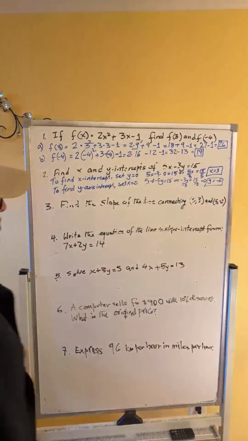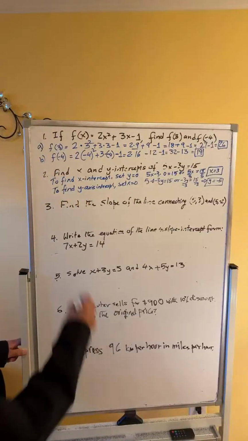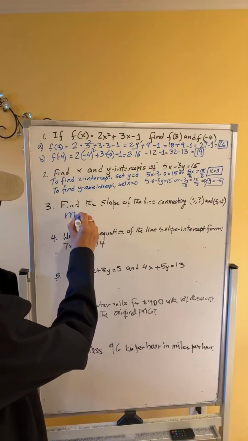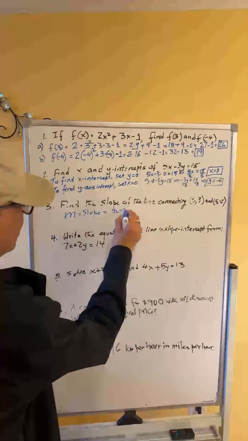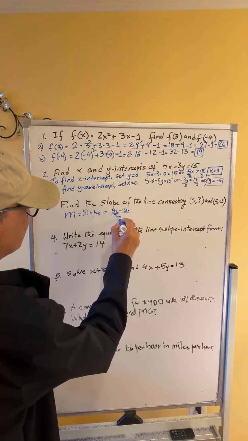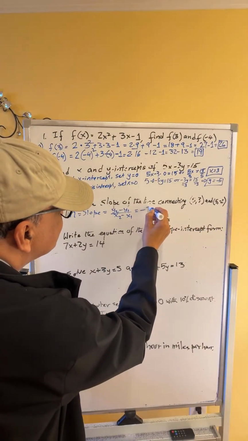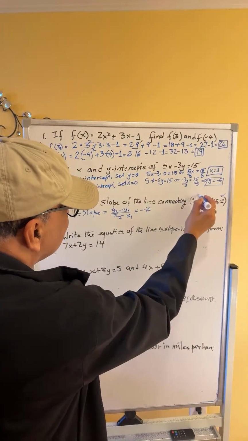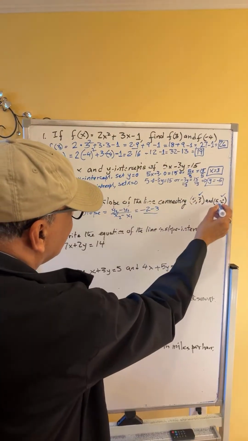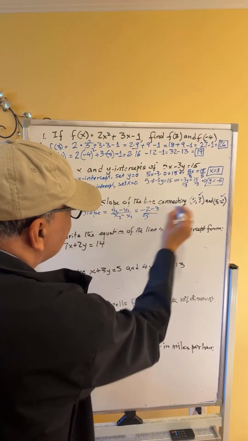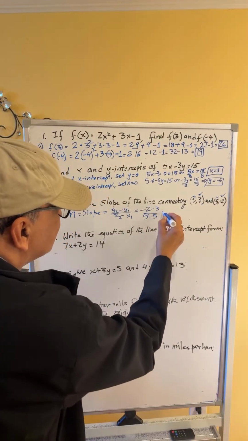Then they say find the slope of the line connecting (5, 3) and (5, minus 2). So slope m is equal to y2 minus y1 divided by x2 minus x1. So my y2 is minus 2, my y1 is just 3, minus 2 minus 3, my x2 is 5, my x1 is 5 also. So 5 minus 5 in the denominator.